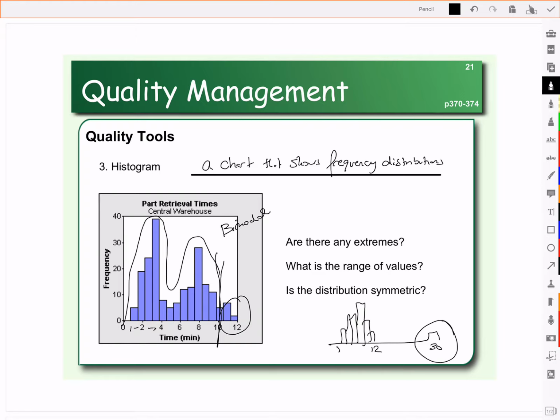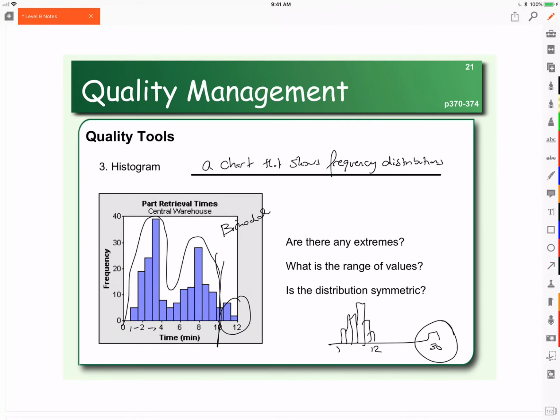So really, we want to look at these quality tools to help us ask questions, dig deeper, so that we can improve our quality. All right, so we talked about process flow diagrams, we talked about check sheets, we talked about histograms. For more information about how to create a histogram, please see the next video.